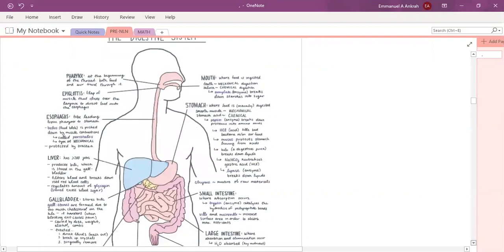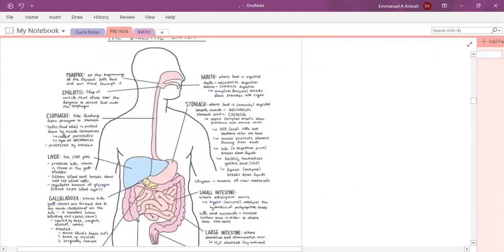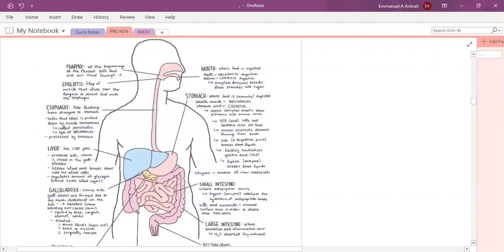So the digestive system. Now let's begin with the mouth. What you have to remember is that digestion starts in the mouth. The process is known as mechanical digestion: chewing of the food, breaking it down into pieces.